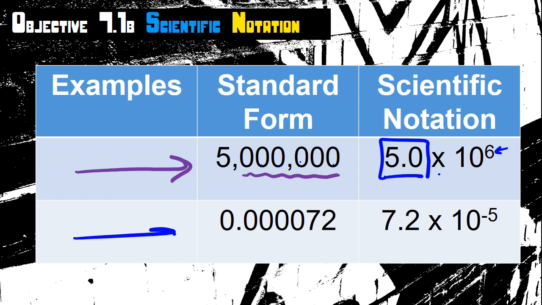Little secrets to help you out with that. Our second example is a really small number, 0.000072. The way we can write this in scientific notation is, our first number is between 1 and 10, so we have 7.2 times 10 to the negative 5th power. And we'll explain how we get the negative 5th power coming up in a very short period of time.